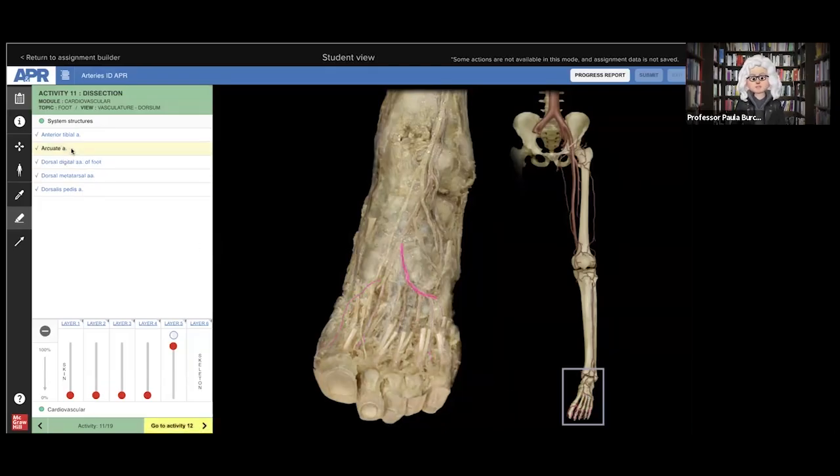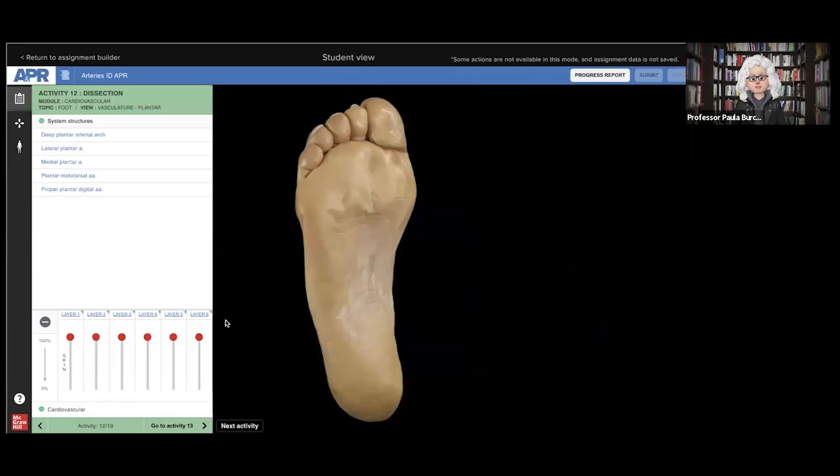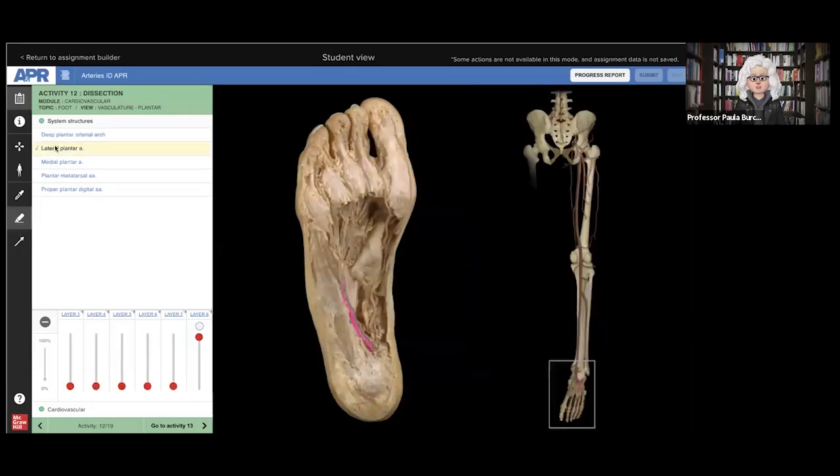And then we have an arcuate. Just think of an arc, comes across there. Now what we're going to do is we're going to look at the plantar. Remember, the bottom of your foot is the plantar. So we'll start with a lateral plantar. Here's your little toe.